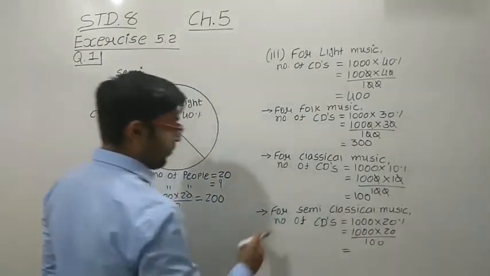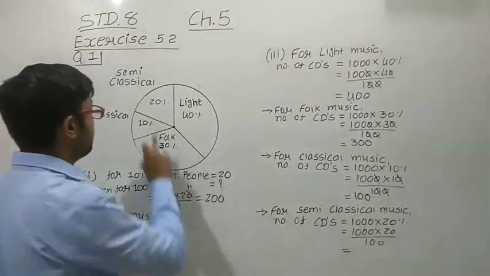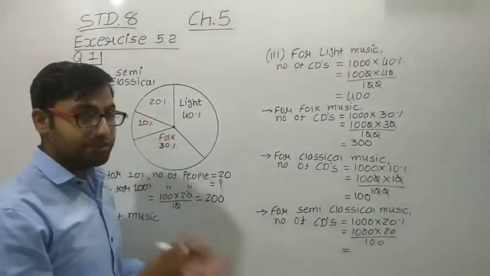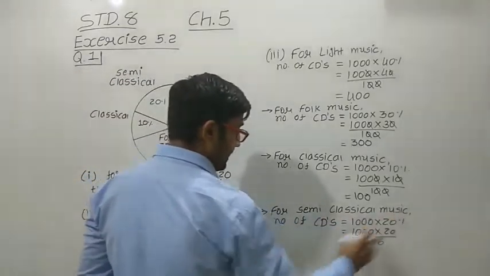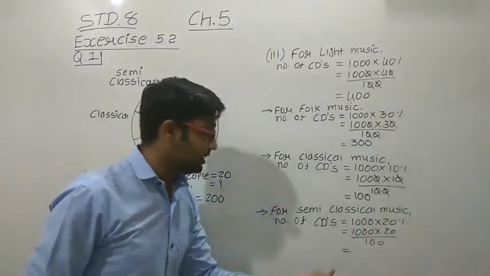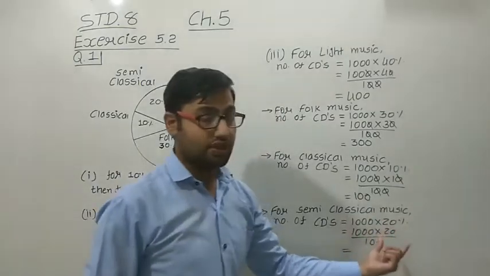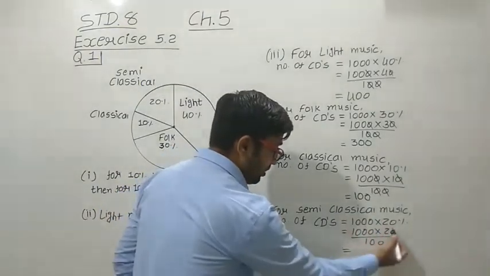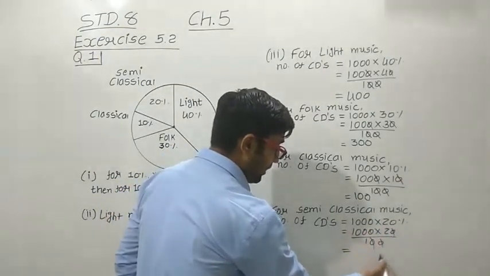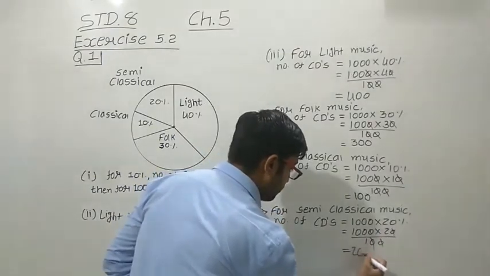Now the last one, that is for semi-classical music, and the semi-classical music was liked by 20% people only. So for semi-classical music, number of CDs is equal to 1000 into 20%. That is 1000 into 20 upon 100. Again 0, 0, 0, 0 will cut. 2 into 100, that is equal to 200.